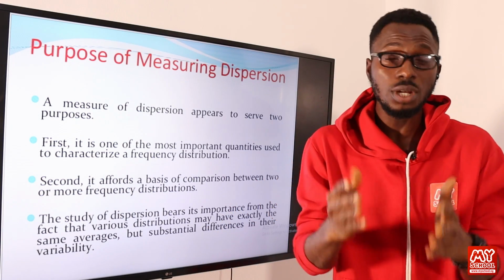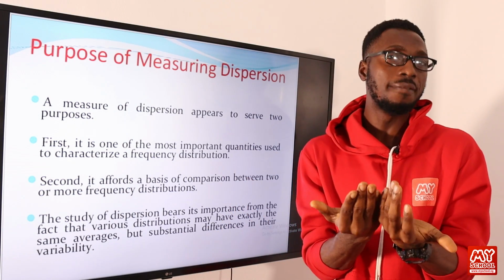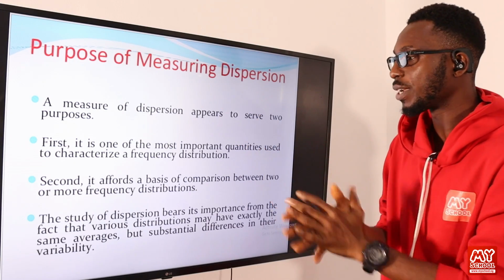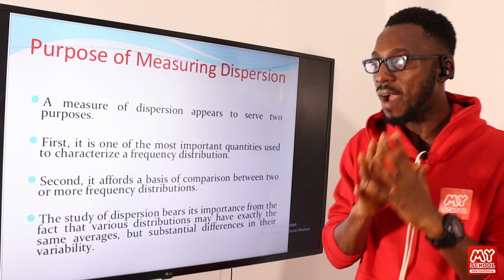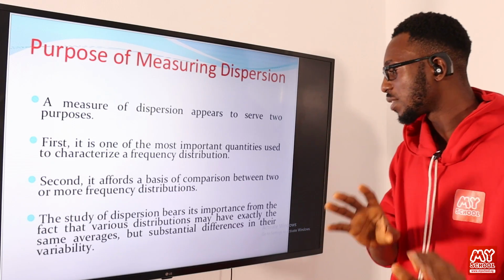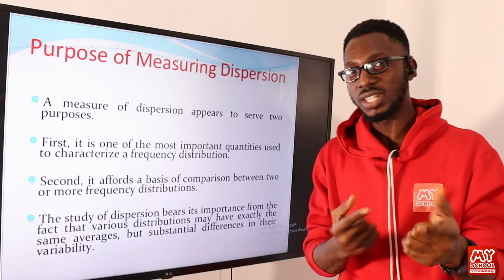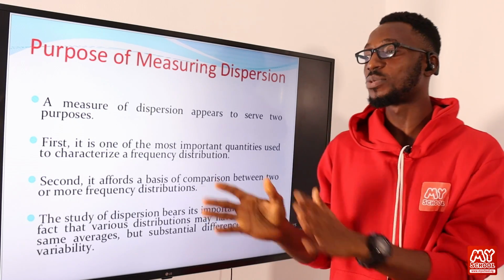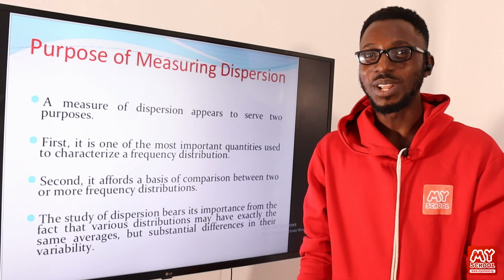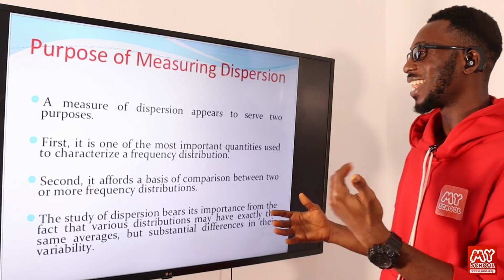They still amount, just for instance, to the same average. So you can see this is where measure of dispersion comes in. So I take this again. The study of dispersion bears its importance from the fact that various distributions may have exactly the same averages, but substantial differences in their variability. So that is what looks deeper into the concept of data spread. So let's move on to the next slide.